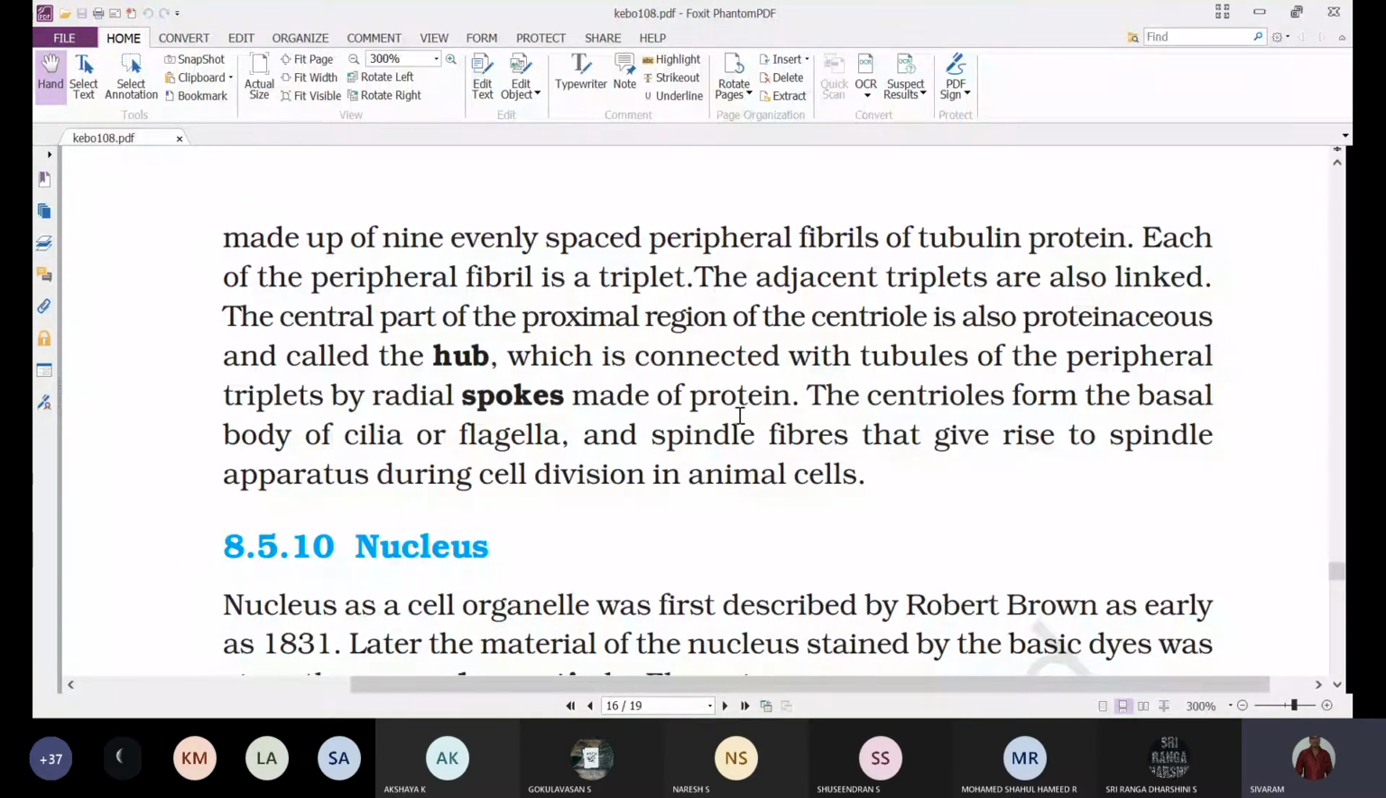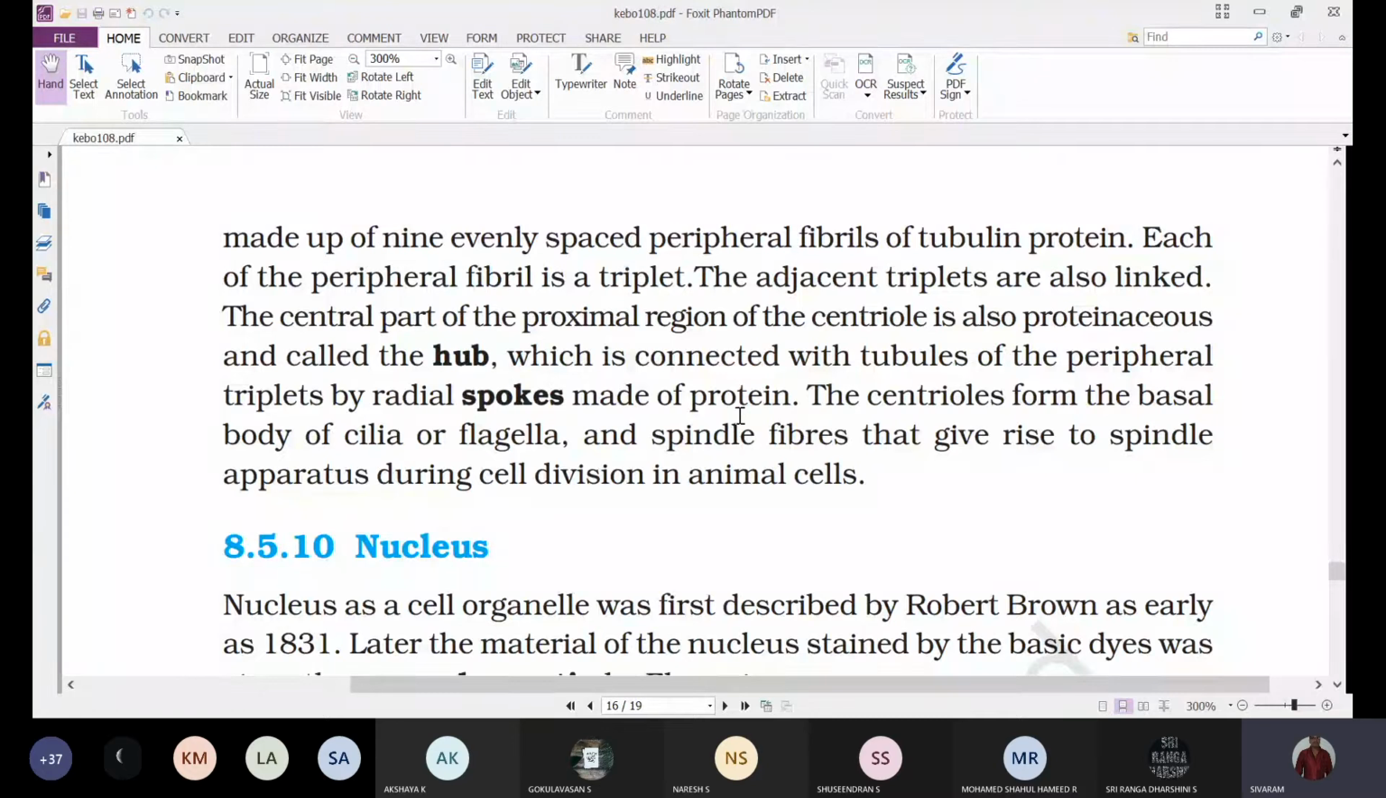The centrioles play a very important role in the formation of spindle fibers during cell division in animal cells. In animal cells, the spindle fibers which form the spindle apparatus are formed from the centrioles that are enclosed inside the centrosome. So the centrosome is a cell organelle which encloses two centrioles. These centrioles are usually arranged perpendicular to one another.